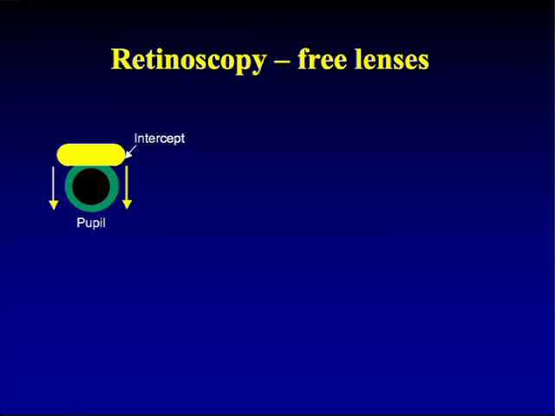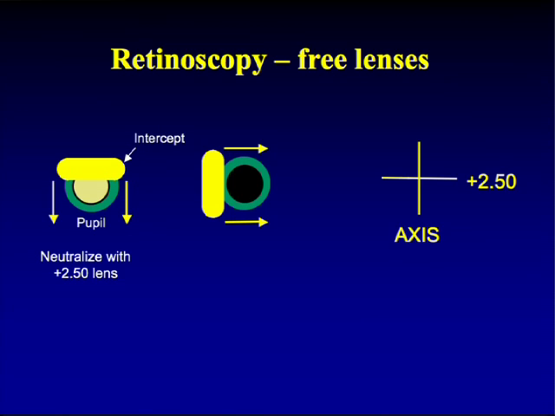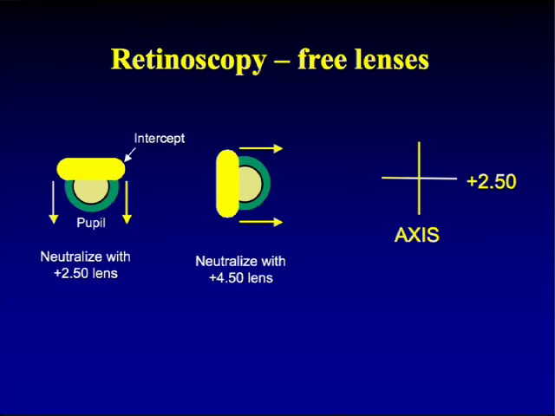So say you have a patient and you have the intercept horizontal and you sweep it across the pupil. Let's say that's neutralized with a plus 2.5 lens. Then you're going to put this as the power on the axis cross as a plus 2.5 that matches up with this axis of the intercept. Then you have to do the vertical. And let's say in this example, you neutralize with a plus 4.5 lens. That means the plus 4.5 is going to go here.